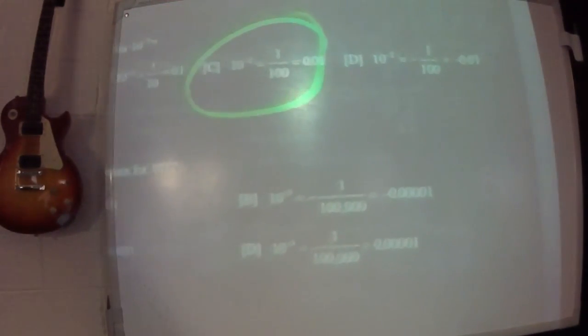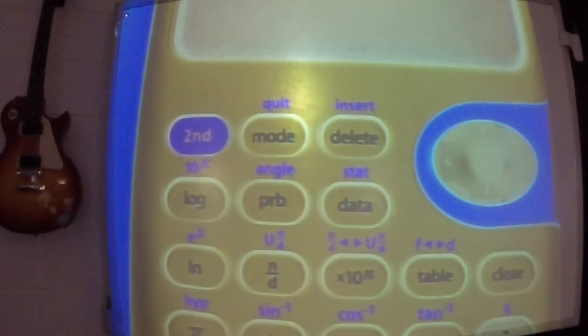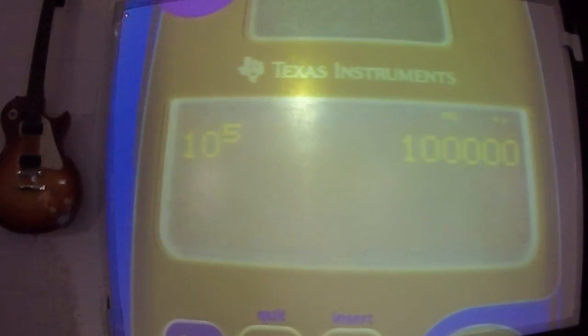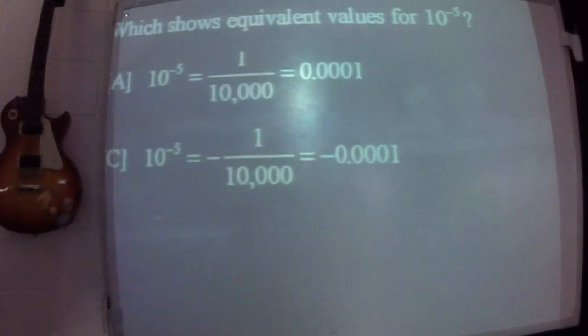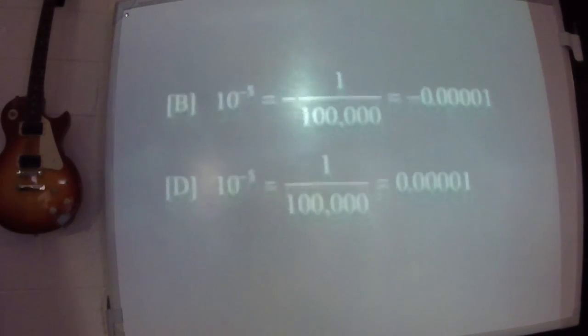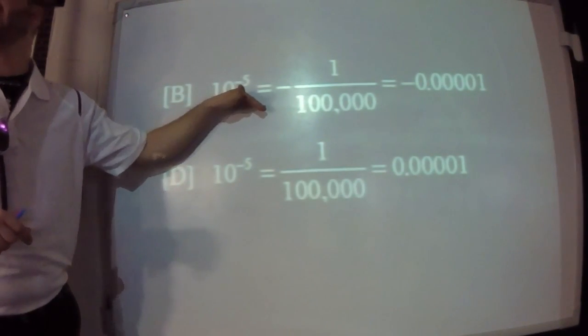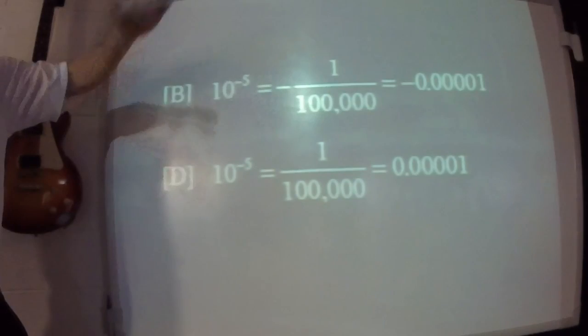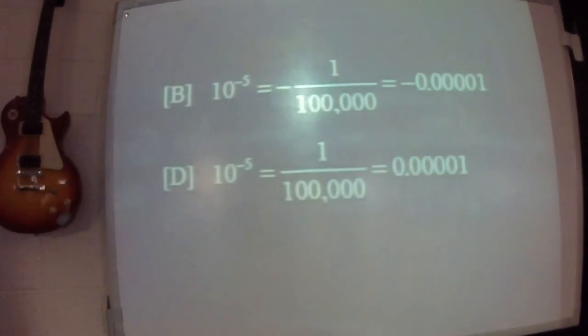All right, what is the equivalent of 10 to the negative 5? 10 to the negative 5 is going to be 1 over what? How big is 10 to the 5th? 100,000. 10 to the 5th is 100,000. So 10 to the negative 5 is the same as 1 over 10 to the 5th, or 1 over 100,000. You see that twice. Which one do you think is right? D. What's wrong with B? They made a negative. Negative exponents don't make negative numbers. Negative exponents just switch the piece from the top to the bottom. And that's negative exponents for you.